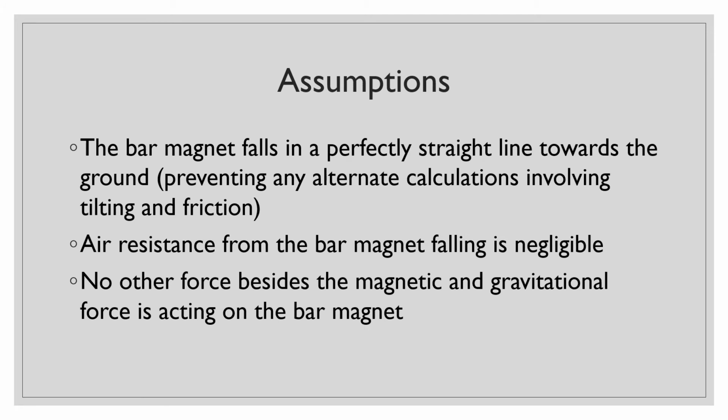Some assumptions that were made are that the bar magnet falls in a perfectly straight line towards the ground, air resistance from the bar magnet falling is negligible, and that no other force besides the magnetic and gravitational force is acting on the bar magnet.